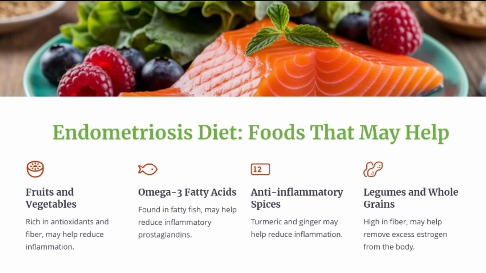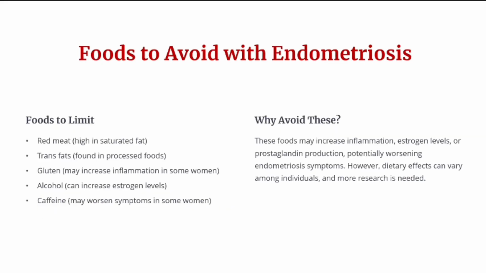Foods to avoid with endometriosis. Certain foods can worsen endometriosis symptoms. Processed foods, red meat, trans fats, caffeine, and alcohol may increase inflammation and estrogen dominance. Avoiding these can help reduce flare-ups and discomfort.